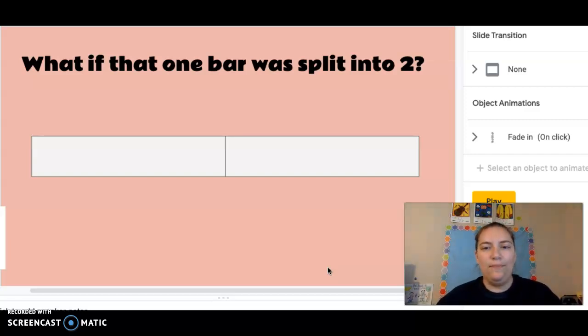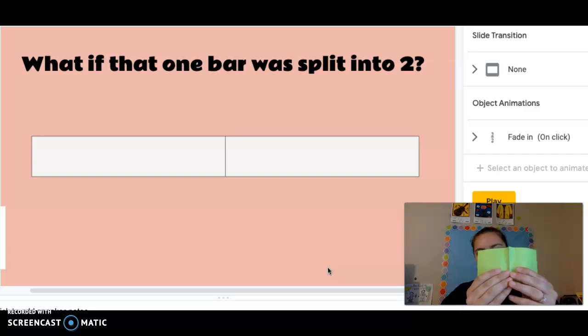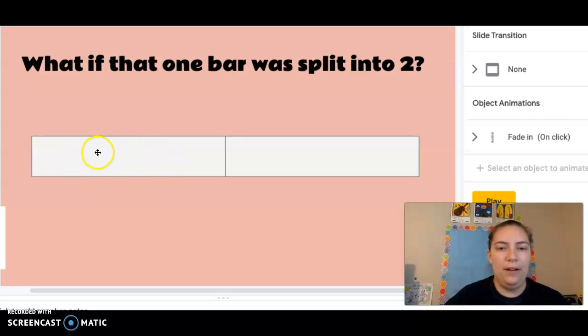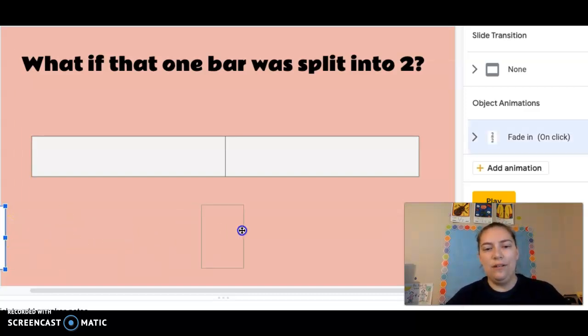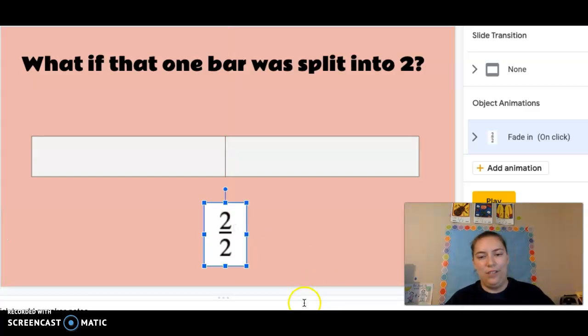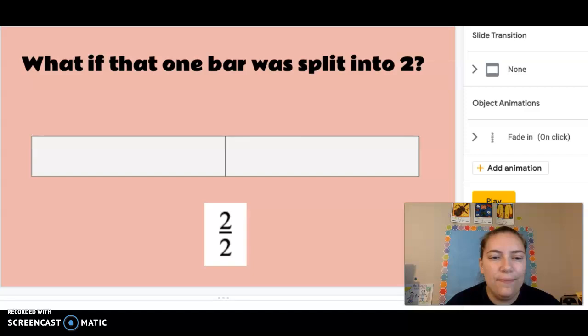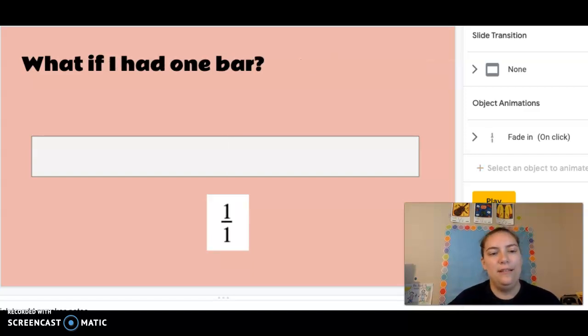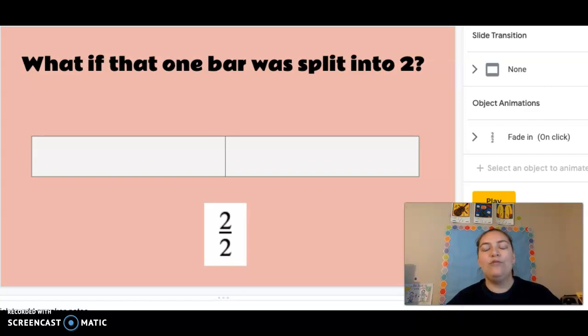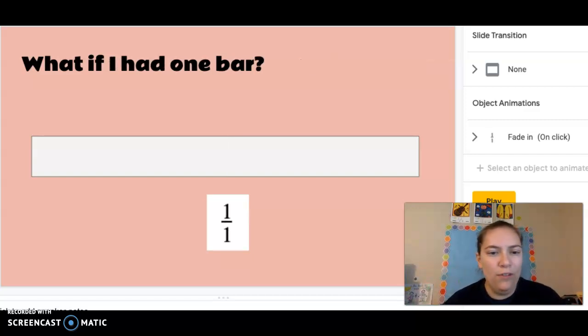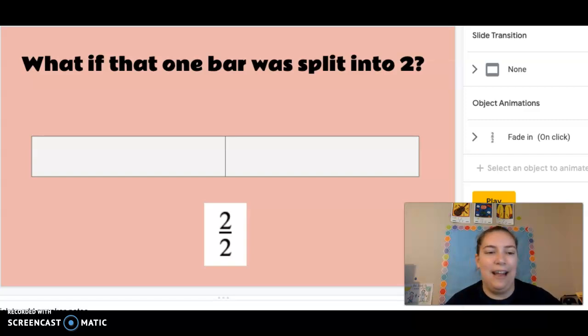Now what's our whole? Well, my whole thing, if I put them together, is still 2. So my part, it's split into two parts. The whole thing is 2. So what would our fraction look like? 2 over 2, or 2 halves. Did you know that 1 over 1 and 2 over 2 is representing the same fraction value? It both represents one whole, okay? 1 over 1 and 2 over 2 are the exact same.